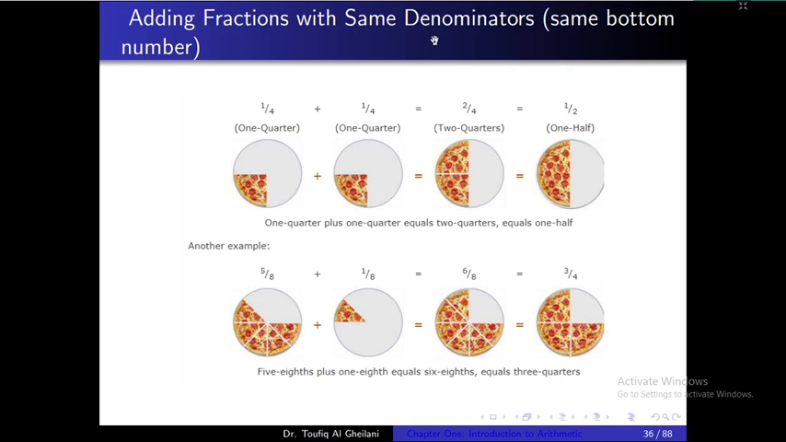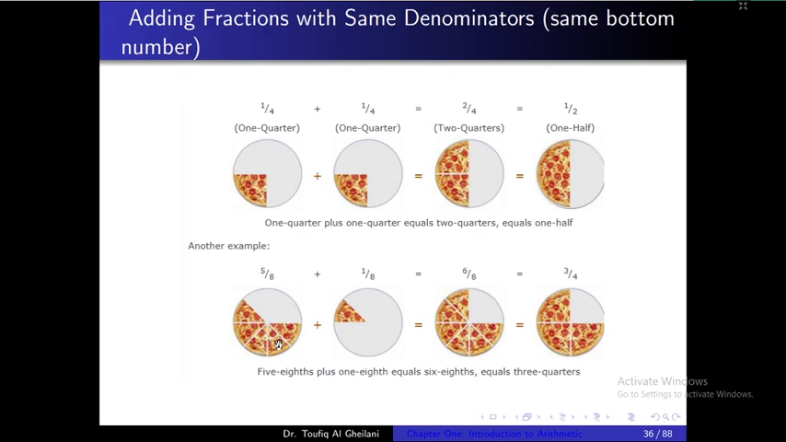Adding fractions with the same denominator, the same bottom number. For example, a quarter plus a quarter. Look, we have the same denominator. So we keep the same denominator, and we sum the numerators, the top. 1 plus 1 is 2. And we can simplify to a half. 2 divided by 2 is 1. 4 divided by 2 is 2.